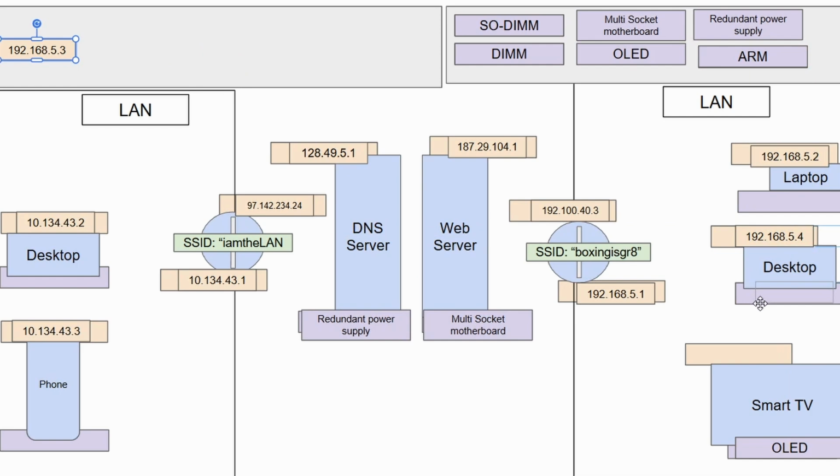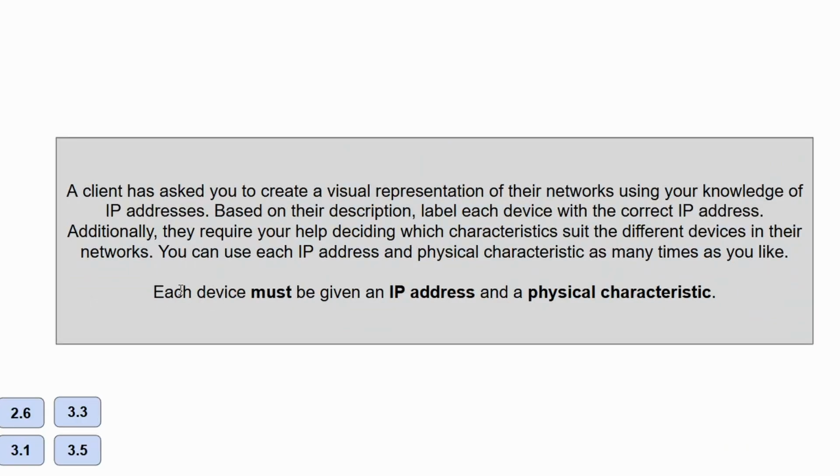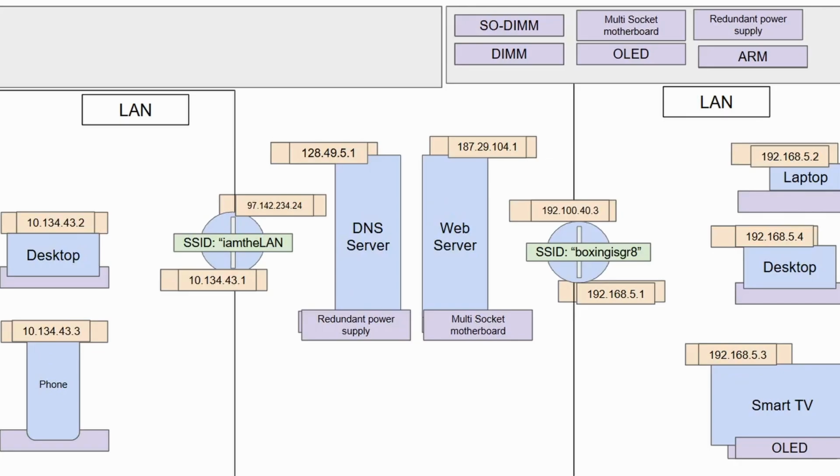But we've run into a dilemma here, guys. The dilemma is we still have 1, 2, 3, 4 unused slots for the physical characteristics. But the instructions specifically said each device must be given an IP address and a physical characteristic. But we've used all the instructions. So that means now we are going to have to rely on our knowledge and do some problem solving here. Okay, there's no more information for us to look at. So let's go to the laptop.